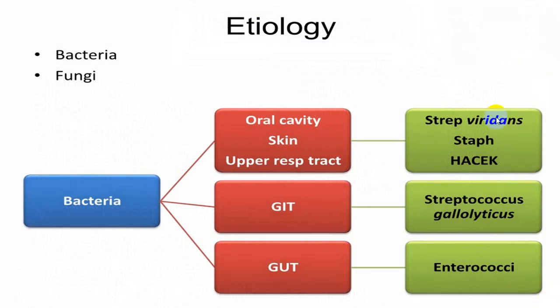So as far as microorganism is concerned, we have already mentioned bacteria, viral and fungal, among which the bacteria is more common. Fungal is more common in a person with nosocomial infection or following some procedures, or even in a severe low immunity group of people. And among organisms, Streptococci viridans, Staphylococcus aureus and the HACEK group. Among GI tract, Streptococcus gallolyticus, and among gut, particularly Enterococci, which can come from the gut.